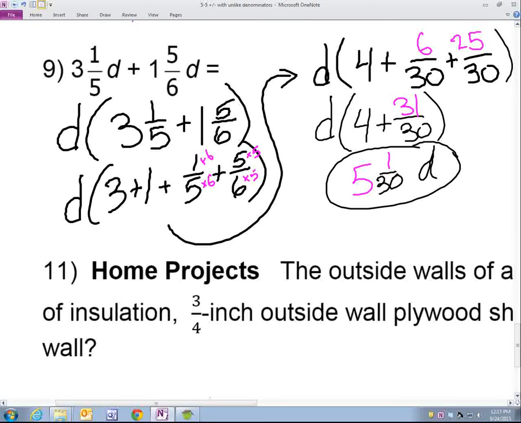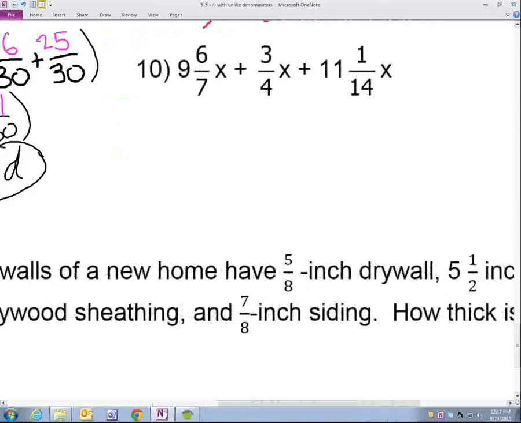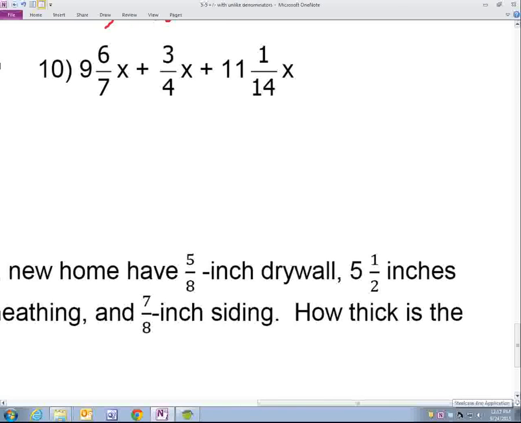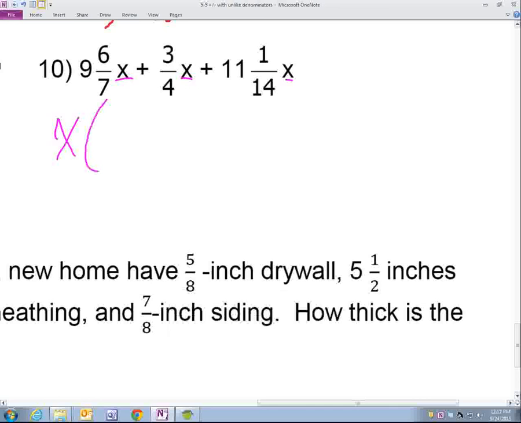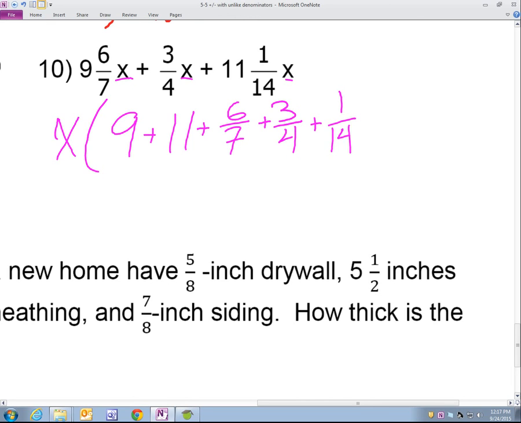Number 10. Look, I have common variables in each one, so that means I'm going to use the distributive property. I'm going to take all the whole numbers and add them together first. Then I'm going to take the fractions and add those together. They do not have common denominators, which means that I have to make common denominators.